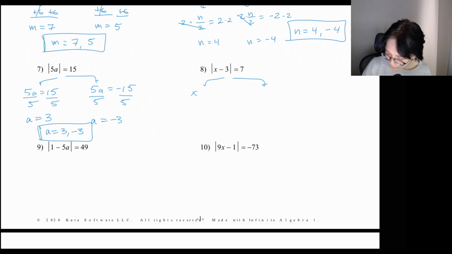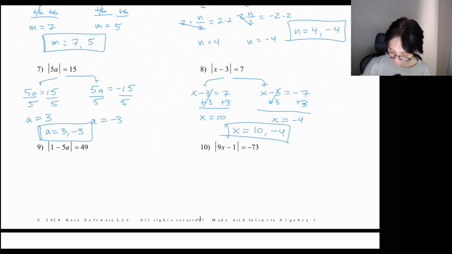Two equations. x minus 3 equals 7, x minus 3 equals negative 7. Add 3 to both sides. x equals 10 over here. Add 3 to both sides. x equals negative 4 over here. So x is equal to 10, negative 4.